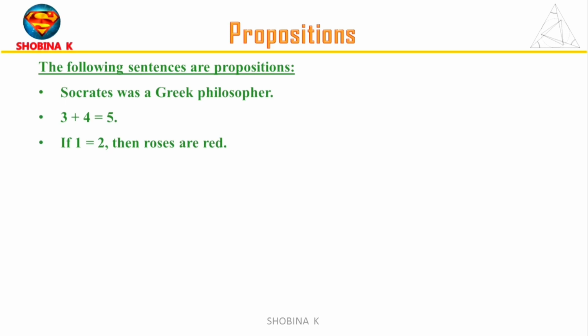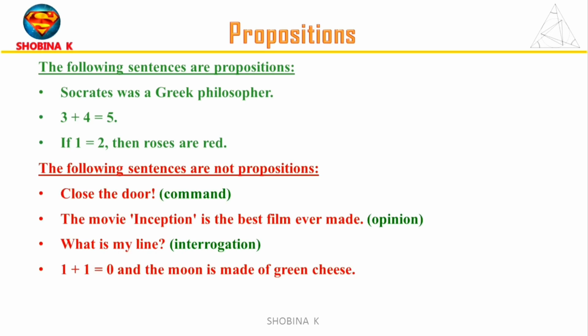And next, if 1 equals 2, then roses are red. This statement is a proposition. It is a conditional statement that can be evaluated as true or false. In this case, it's true: if the hypothetical condition 1 equals 2 were true, then the consequent roses are red would follow. Let's see some sentences which are non-propositions. Close the door. This is a command or imperative sentence, which is not a declarative statement.